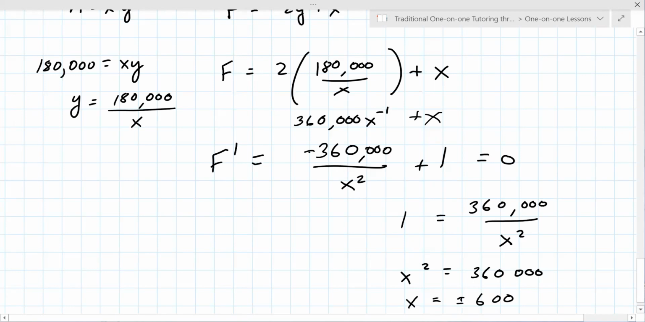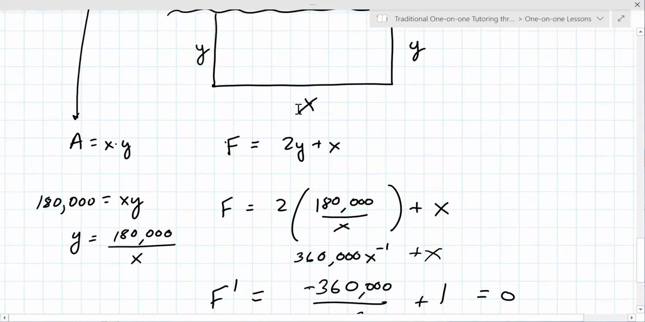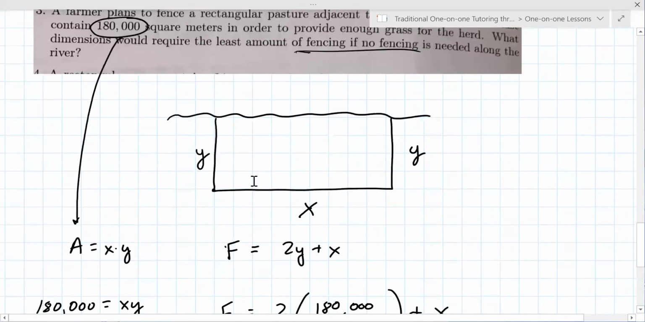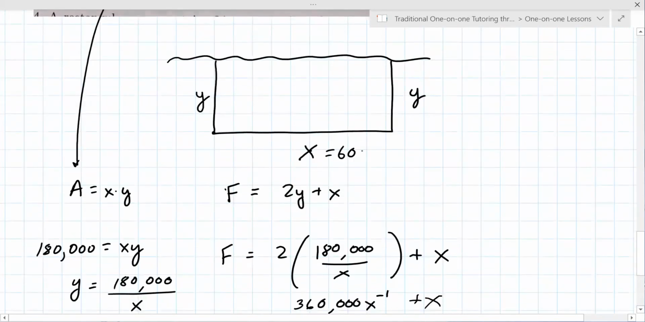Now it can't be the negative, because if we go back to the context of this problem, it's a length. So x is 600, and then y is 180,000 divided by 600. So I think it's like 300. Is that okay? Yep.